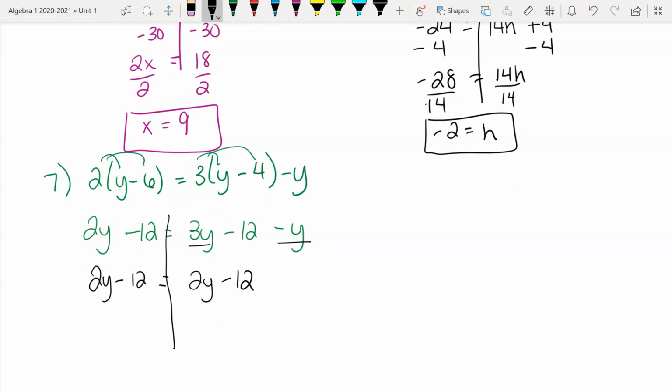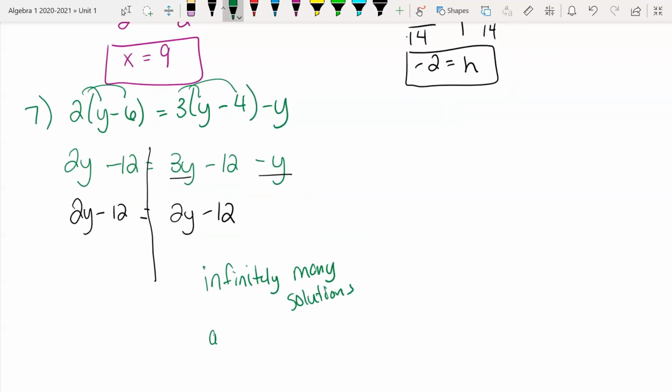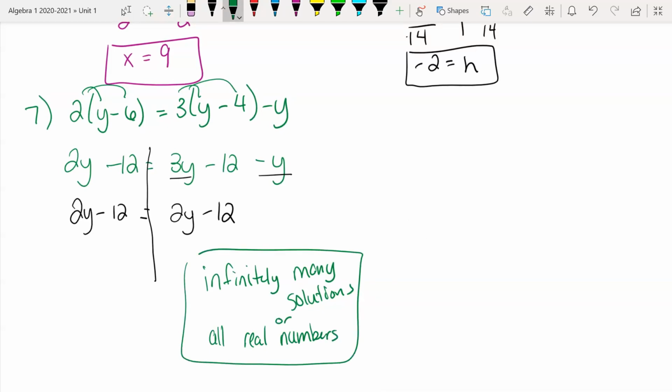Some people can stop right here and say, well, that's the same equation, right? So how many answers am I going to have? I'm going to have infinitely many solutions. Sometimes they say all real numbers, just so you guys can see that as well. Either one works. All real numbers or infinitely many solutions. Because negative 12 equals negative 12.